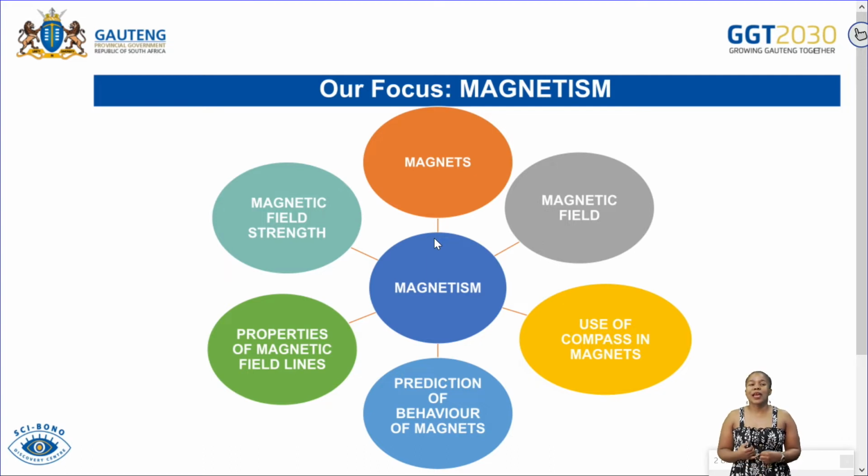We're going to be looking at properties of magnetic fields so that we are able to draw the magnetic field lines correctly. And lastly, we're going to be focusing on the magnetic field strength. When is it weak and when is it stronger? And what are those things that affect the magnetic field strength? Okay.